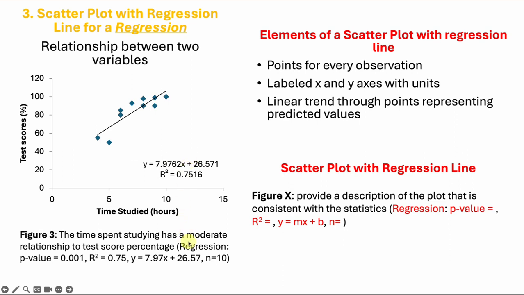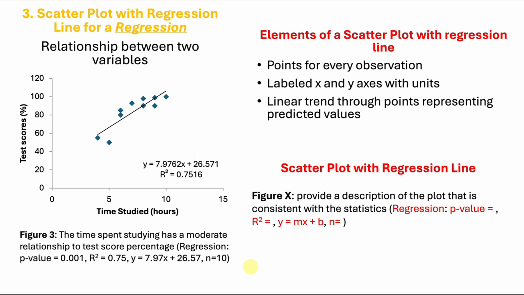And then again, for your figure caption, we have regression. We need a p-value telling us if our results are significant or not, our r squared, our y equals mx plus b formula, and then finally our n. And again, for this one, we would just have one n since we're just looking at the relationship between two variables.